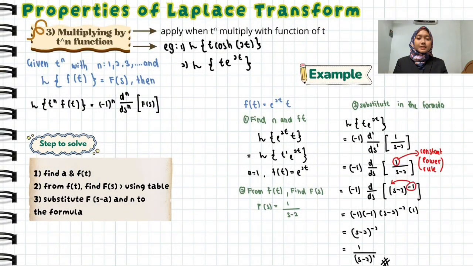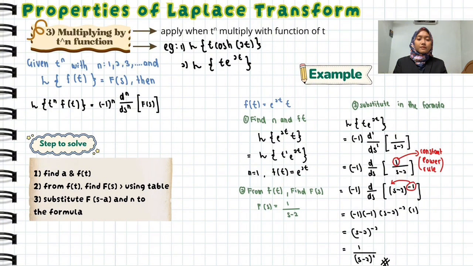The third property is multiplying by t, and this property is applied when a function is multiplied by t^n. For example, Laplace of t cos 2t. Another example is t exponential 2t. The formula is negative 1 to the power of n times the nth derivative of F(s). When we differentiate in the calculation, we need to refer to the power rule or quotient rule. If power rule, the top of the function is a constant, while for the quotient rule, the top of the function is s.